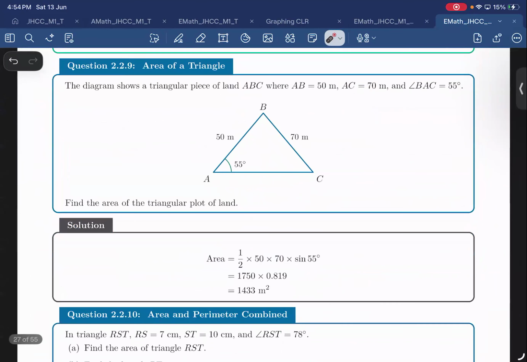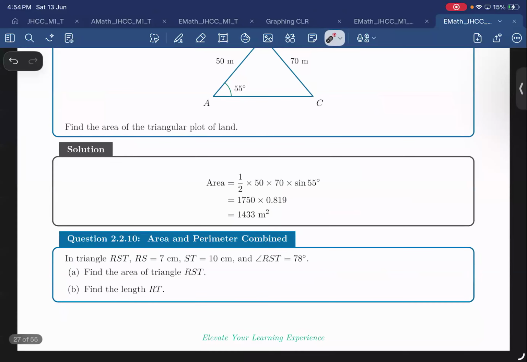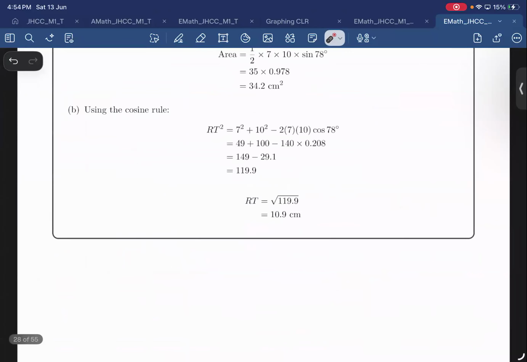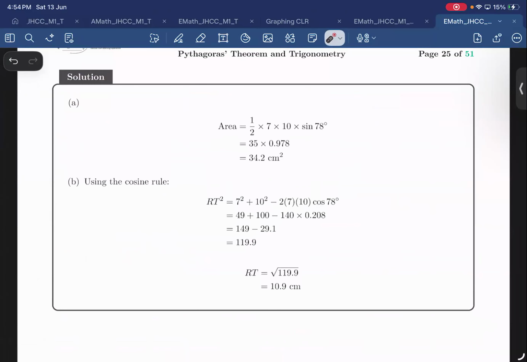This question we will skip. Area of triangle, I don't think it's too difficult to find, so I'll skip this portion, unless you need me to go through it. For this chapter, you just have to be aware of what a, b, c mean, and then the capital A, capital B, capital C.